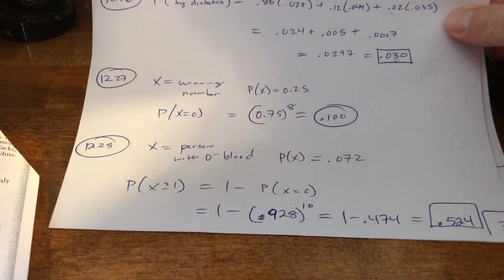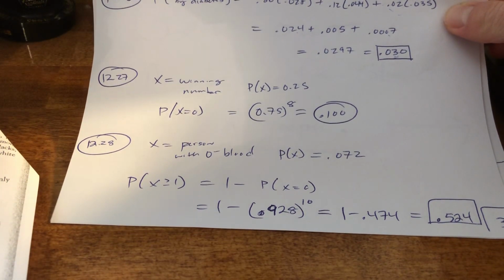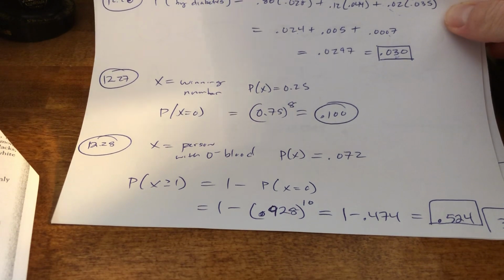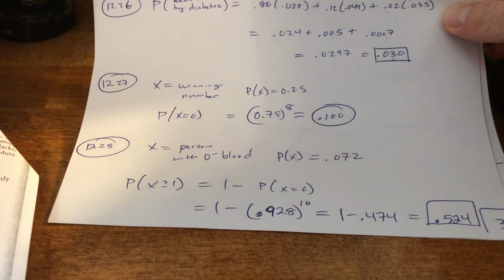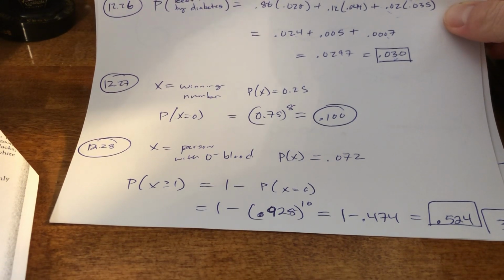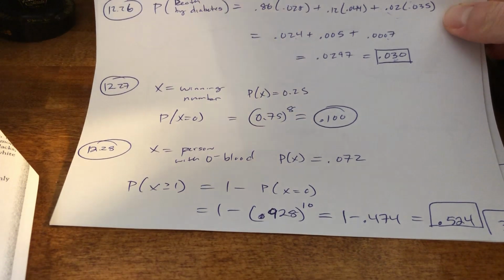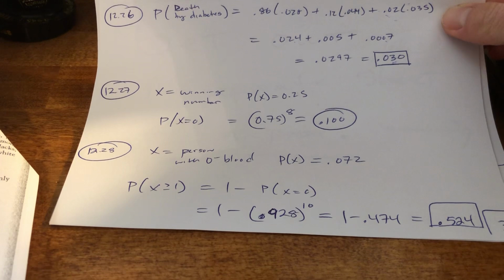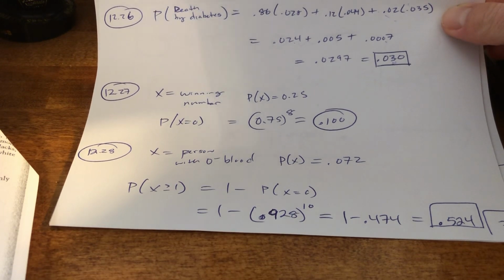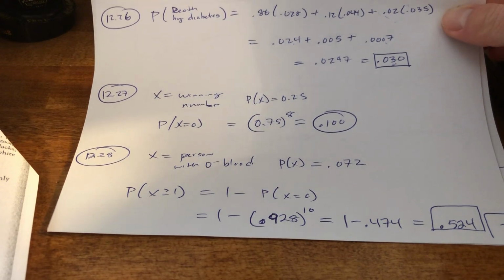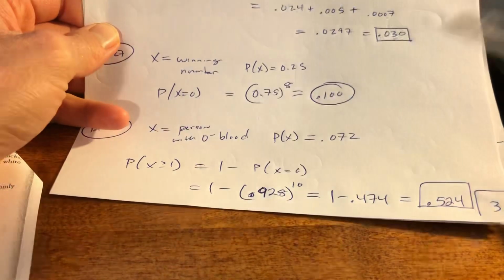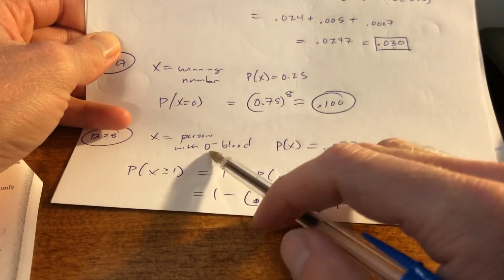All right, 1228 is a good one. I think we've seen something like 1228 also on a homework. People with type O negative blood are universal donors. That is, any patient can receive a transfusion of O negative blood. Only 7.2% of the American population have O negative blood. If 10 people appear at random to give blood, what is the probability at least one of them is a universal donor? So X is a person with O negative blood.